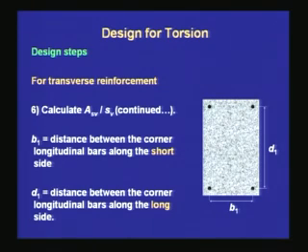In this previous expression, B1 is the distance between the corner longitudinal bars along the short side, and D1 is the distance between the corner longitudinal bars along the long side. Now these values at the beginning are not available exactly, but these are estimated based on cover requirements and estimated size of the transverse reinforcement.